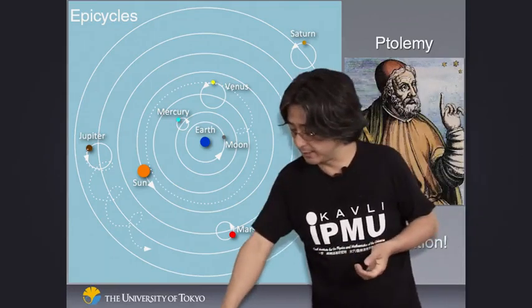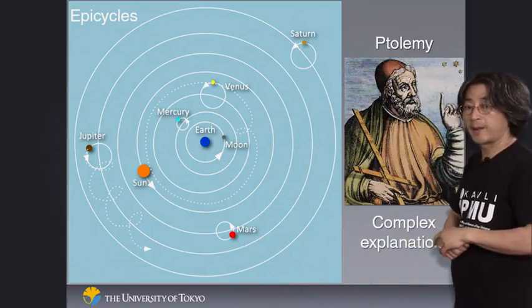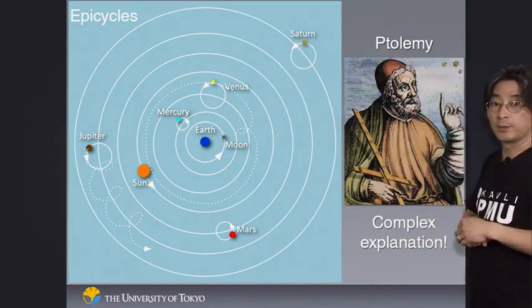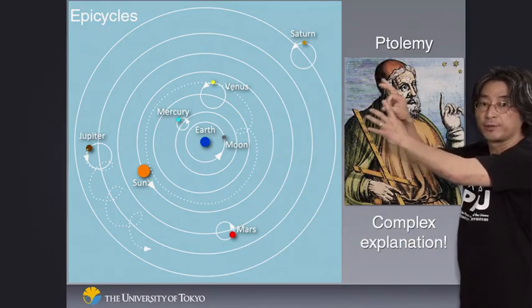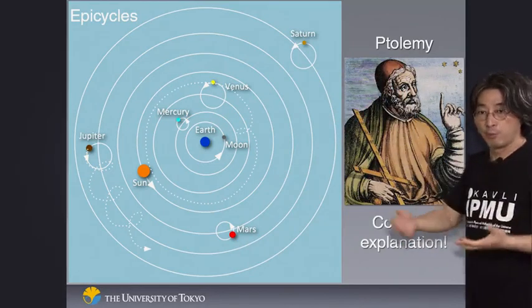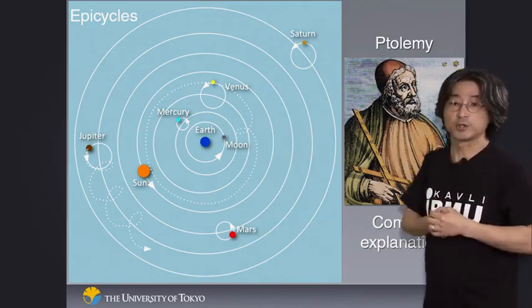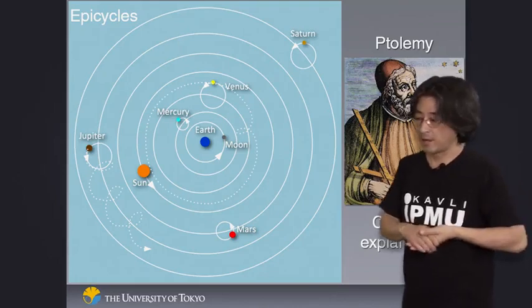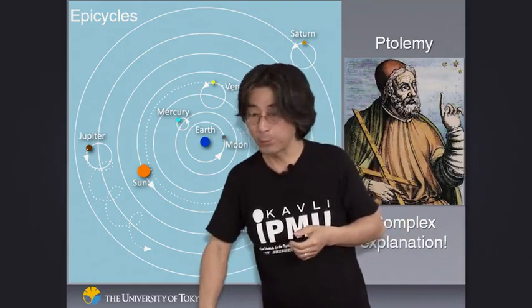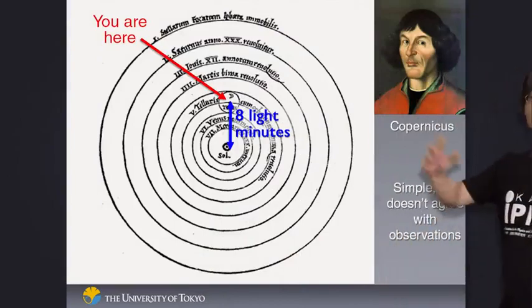But as you can see, this is getting pretty complicated. And as the observations got better and better, even this idea didn't work anymore. So they started putting another epicycle on top of an epicycle and so on and so forth, and it got more and more complex. At some point, people realized that, well, this is just way too complex. The universe should have a simple understanding. This can't possibly be right. And that's when, as you know, Copernicus came in. He completely changed the idea.